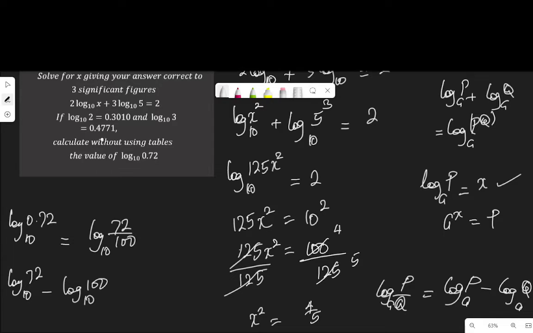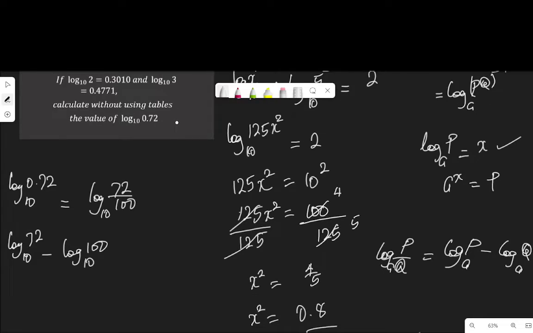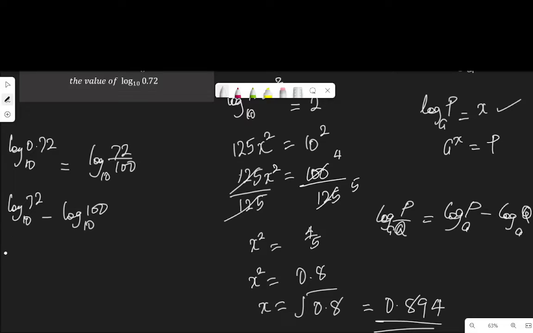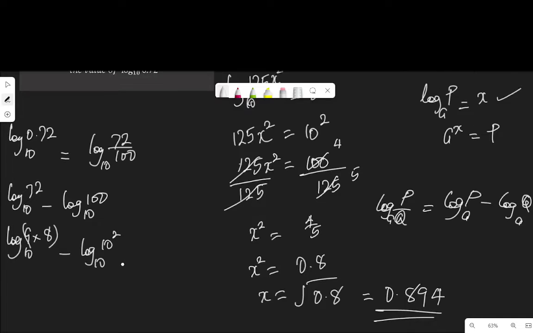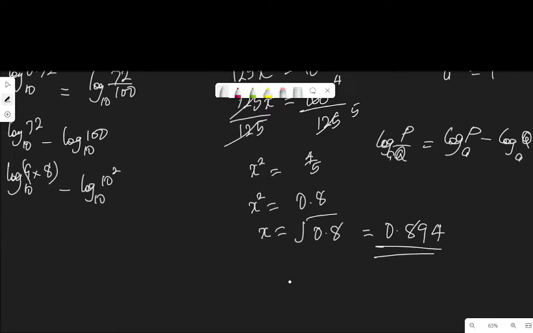So I'm using 8 and 9 because I can express 8 in terms of 2, and I can express 9 in terms of 3. So instead of having 72 here, we have log 9 times 8 to base 10 minus log 100 here. Let me write it as 10 squared to base 10. And then applying the law of logarithm that says log p times q to base a is log p to base a plus log q to base a.